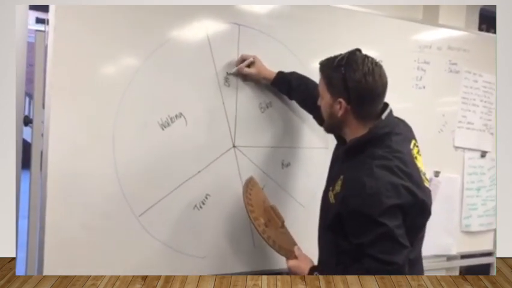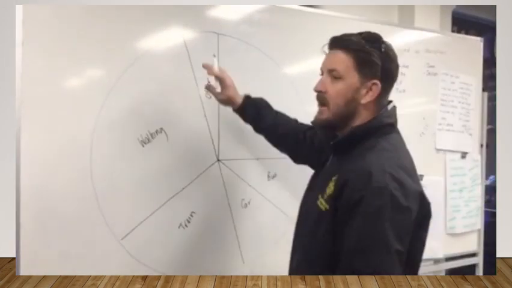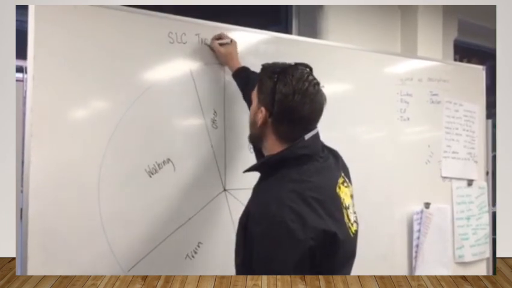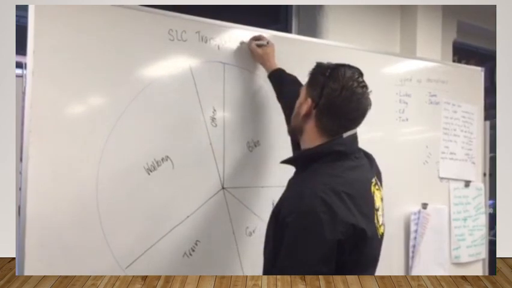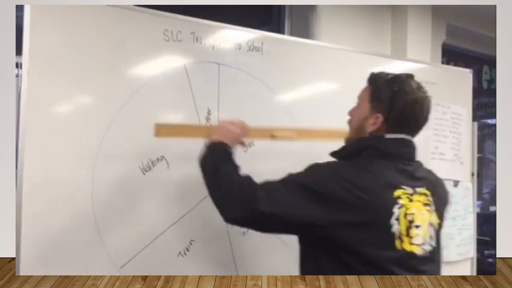Now we're not quite finished yet. I've labelled it all. The last thing I need to do on my pie chart is put in my title, SLC Transport to School. And make sure I underline it.